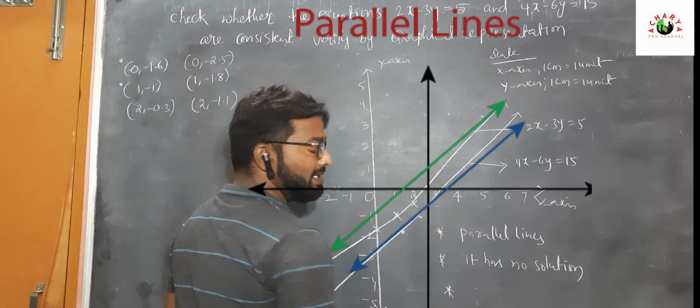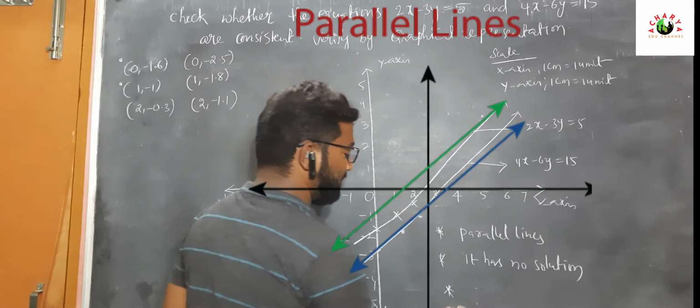Is the solution consistent or inconsistent? These are inconsistent. Why? Because it doesn't have any solution, that's why the solution is inconsistent. So these 3 points are very important. These lines represent parallel lines, it has no solution, and the solution is inconsistent. Like that, we have discussed the graphical representation of parallel lines.